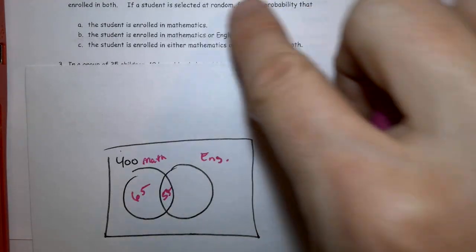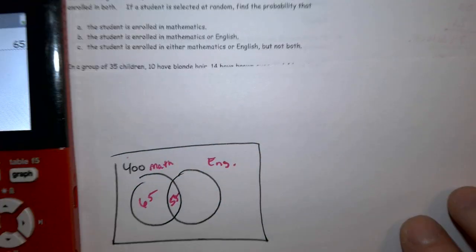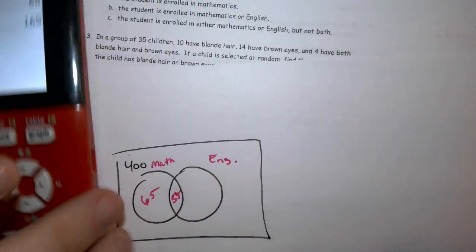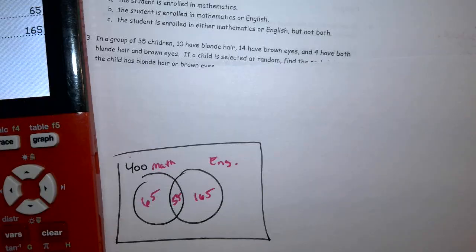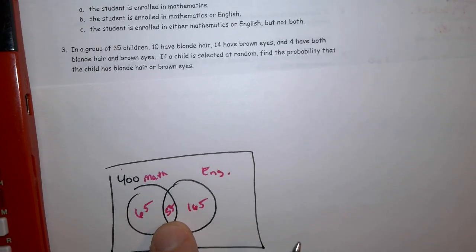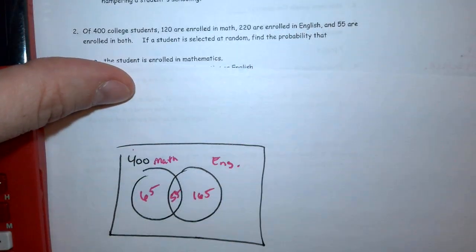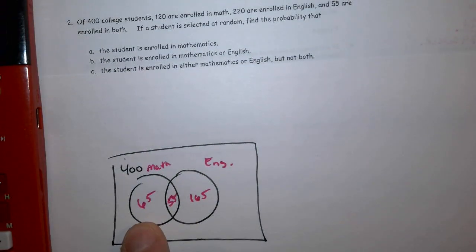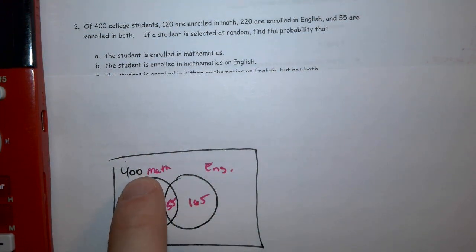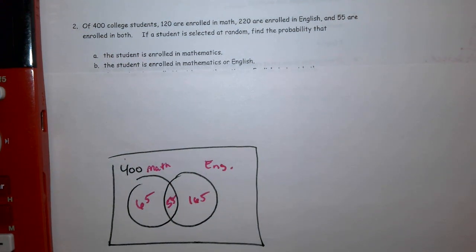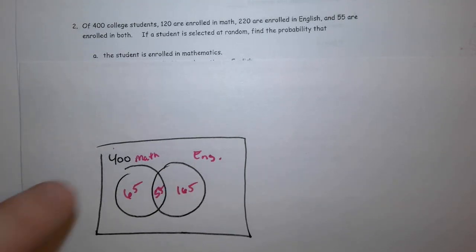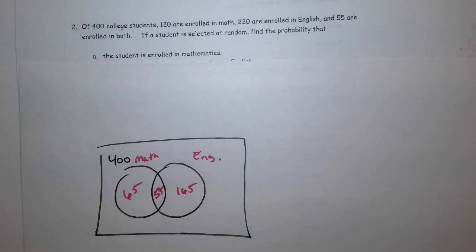And then we have English. We have 220 total in English. So if English is 220, we have to do 220 minus 55, and we get 165 that are in the English circle. So let's make sure, if you add 165 and 55, does that make the 220? Yes. If you add 55 and 65, does that make the 120 in math? Yes. Now there's 400 people in this college. Not all of them are taking math and English. They might be taking something like criminology or some other weird stuff that we don't know. So that 400 includes other people that are not taking these things.